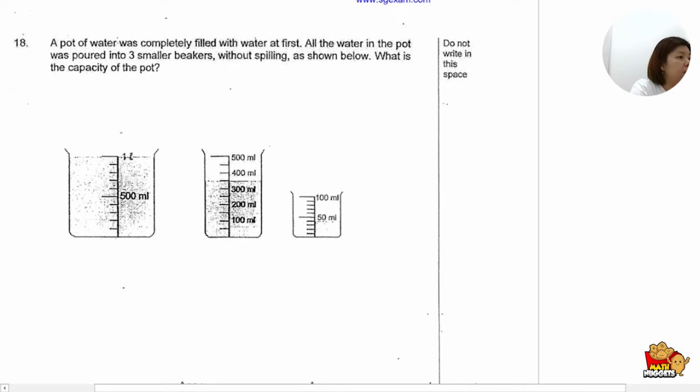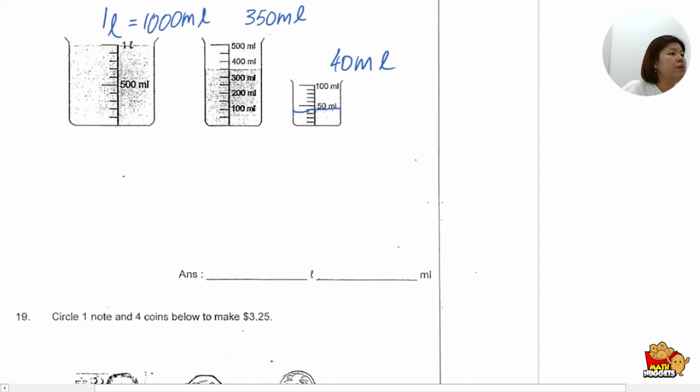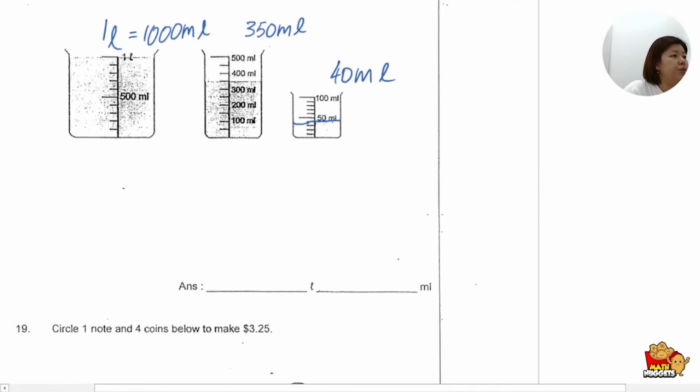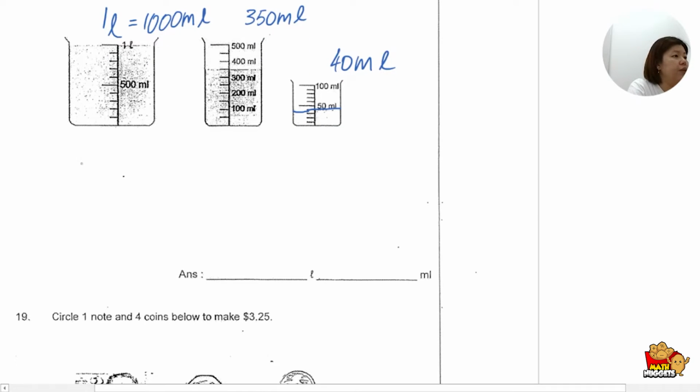Okay, so this one is 1 liter, which is equal to 1000 milliliters. This one is 350 milliliters. And this one is actually here, so it's 40 milliliters. So we just need to add them all together. Okay, we have already 1 liter, and then it's 350 plus 40 equals 390.